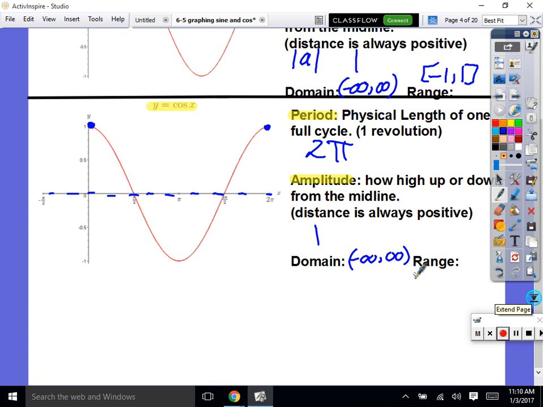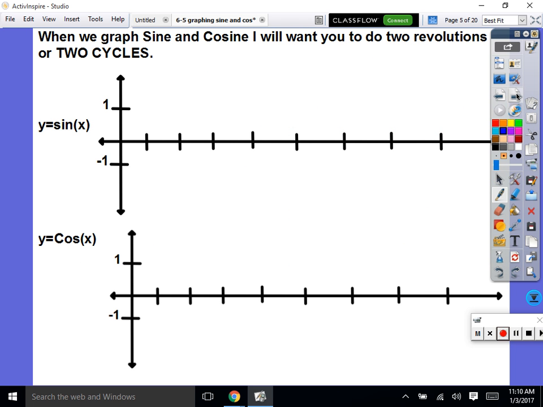So hopefully you're a little bit more comfortable with some vocab now. Period is the physical length of one cycle, and amplitude is how high up or down from the midline. Okay, so when we graph these, this is what's going to be expected on the test and on your homework. You're going to be expected to graph 2 cycles. 2, not just 1, always 2 cycles.